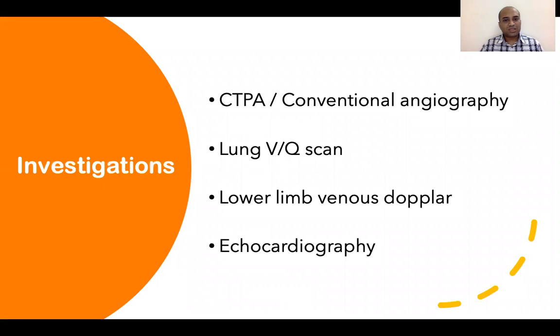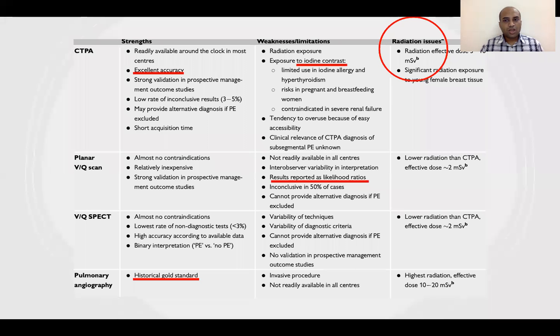So, what are the investigations by which you can confirm? The gold standard is CTPA. If it is not available or cannot be done for some reason, we can go for conventional angiography and sometimes a lung VQ scan. Now, if the patient is really sick and we cannot shift the patient out of the ICU, then sometimes, in the appropriate clinical context, lower limb venous Doppler and echocardiography can help to diagnose a clinically significant PE. So every test has its advantages and disadvantages.